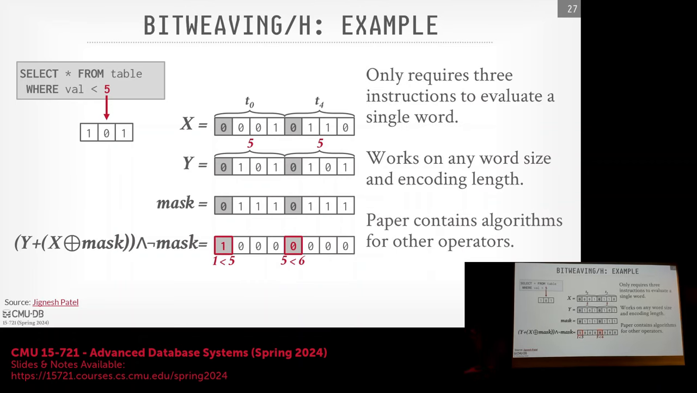What's nice about this is that it only requires 3 instructions to evaluate a single word. So I can compare 2 values within a single instruction. Whereas if I'm just running this on columnar data, ignoring compression and encoding schemes, I would basically say, okay, is 1 less than 5, true or false? Is 5 less than 6, true or false? I can use SIMD and vectorize that to make it run fast, but even without SIMD, if I store the data in this bit-weaved pattern, I can just use regular SISD instructions to get the same kind of data parallelism we would get otherwise.